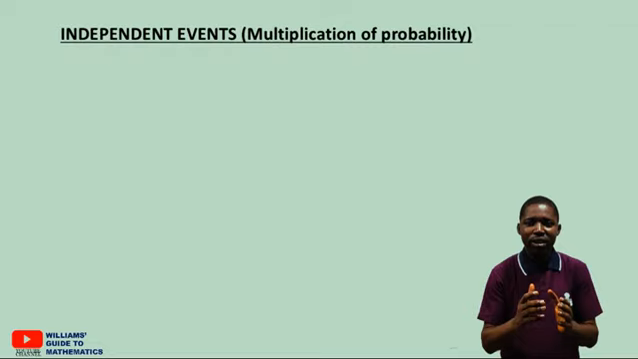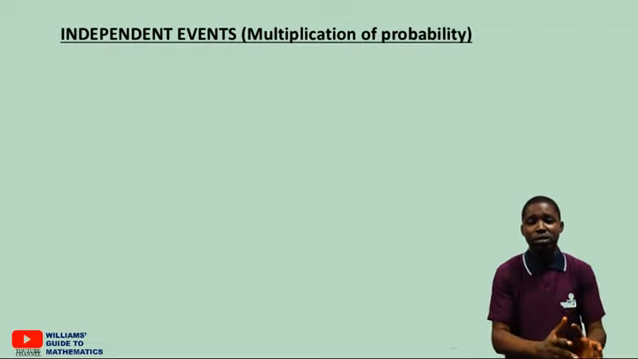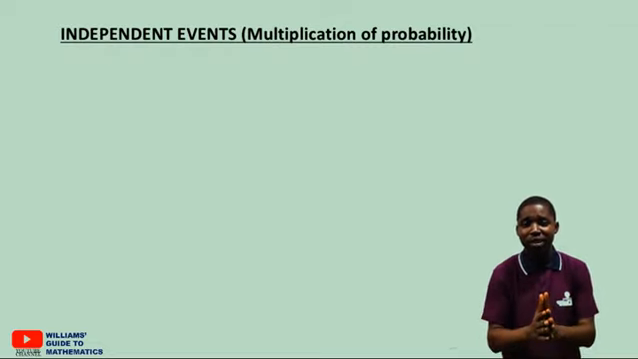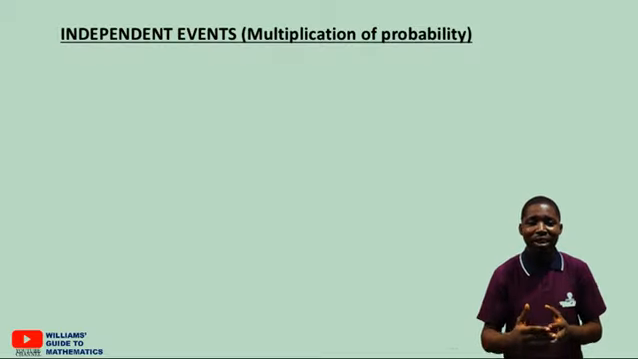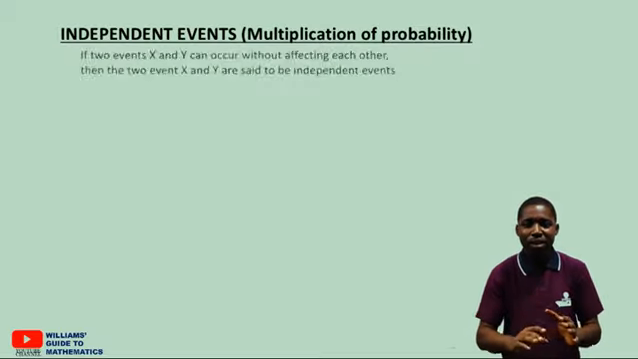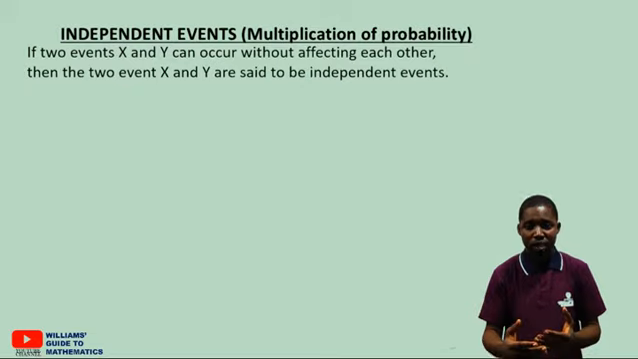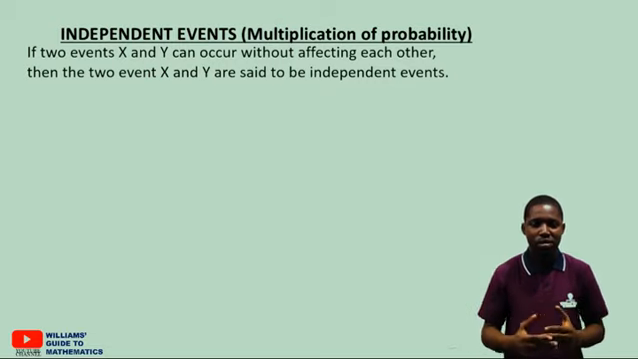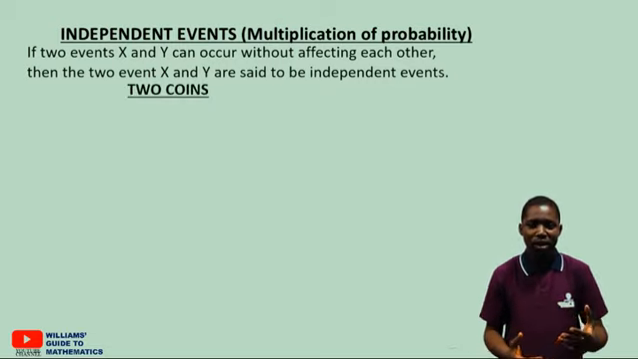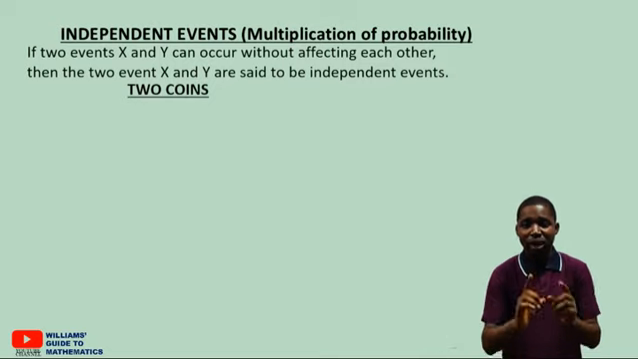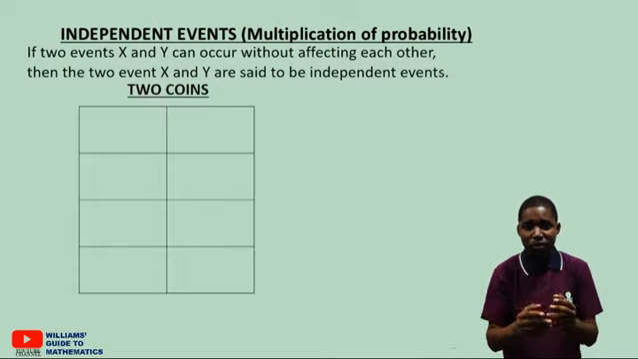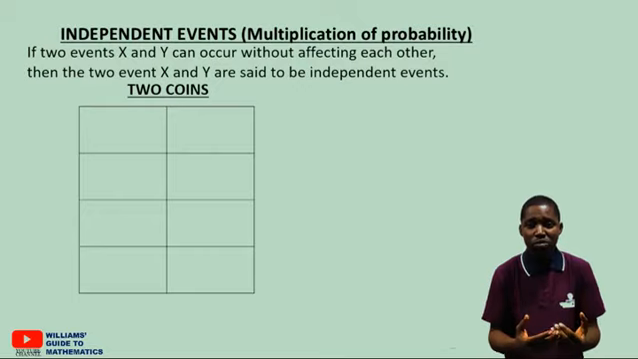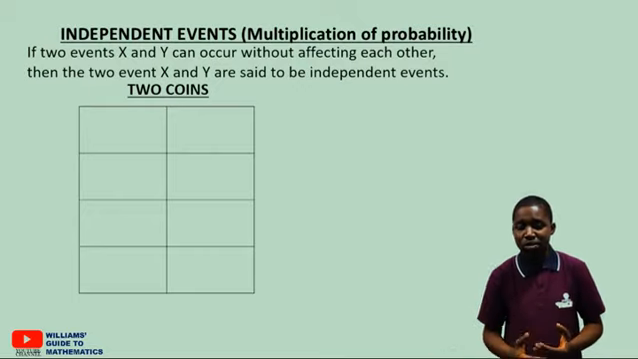Taking a look at independent events. Independent events can occur separately. So if I have two independent events, X and Y, I can say that they can occur without affecting each other. Again, independent events can occur without affecting each other. Take a look at these two events. A coin and another coin, meaning we have two coins. So the first coin will give me its own results. The same thing applies to the second coin.